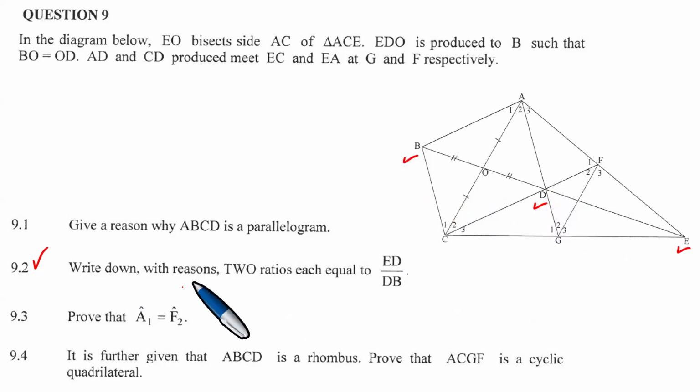Write down, with reasons, two ratios each equal to ED over DB. In other words, now you already have a parallelogram. What do you know about a parallelogram? The opposite sides are parallel and equal to each other. But also, this one is parallel to that one. And now when you get to this point, you are looking at ED. So you have E and D, and then you have D and B, like this.